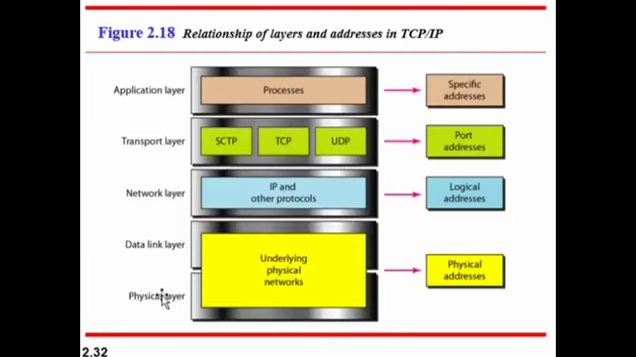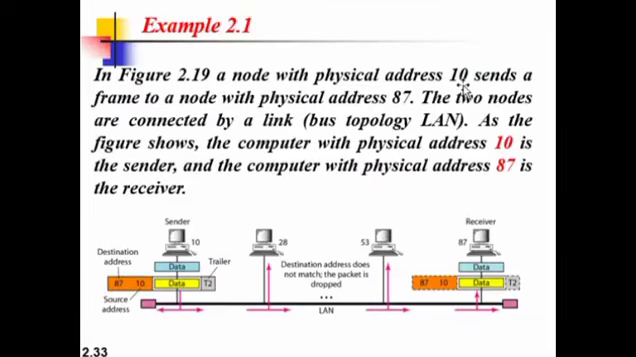In the physical and data link layers, we use physical addresses. In the network layer, we use logical addresses. In the transport layer, we use port addresses. And in the application layer, we use specific addresses, right? So these are the four different forms of addresses we use in these layers. So this is about the physical addresses we use in the physical layer.